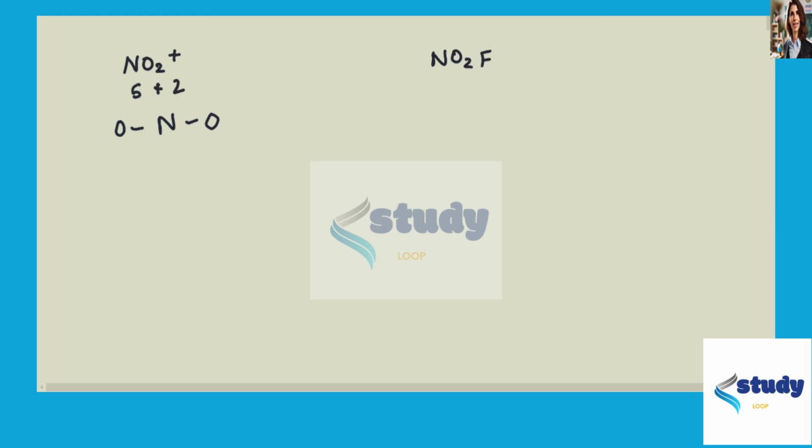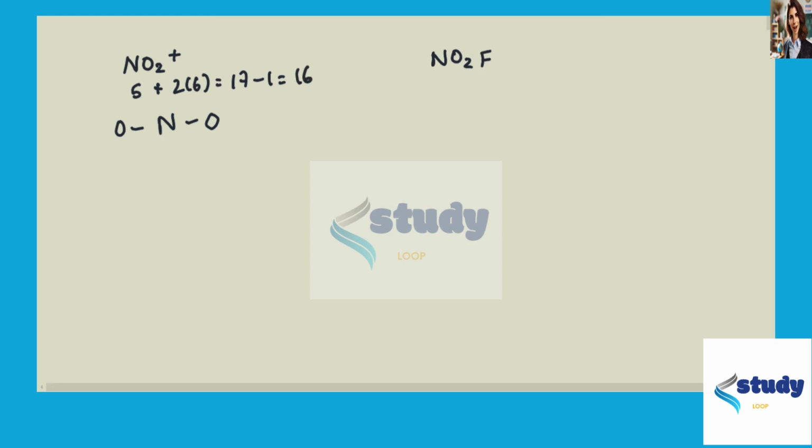So we have 5 for nitrogen, and then 6 for each oxygen. So it's 2 times 6. So 5 plus 12, we have a total of 17. But you'll notice the plus sign here. That tells us that because we have a positive charge, we're going to need 1 less electron. So we'll have a total of 16.